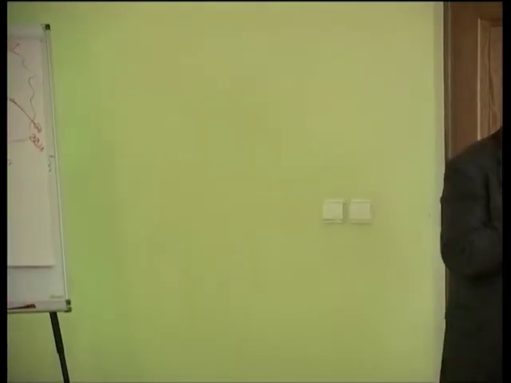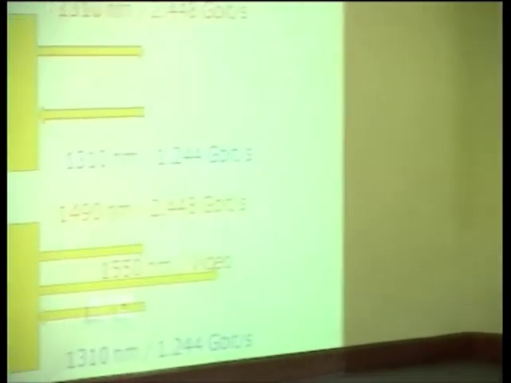Maybe you are the most expert in this field. In the triplexer, on the bottom line, where is the OLT? On the left or on the right? On the left, okay. Because the OLT is sending both 1.49 and 1.55 wavelengths to the network.